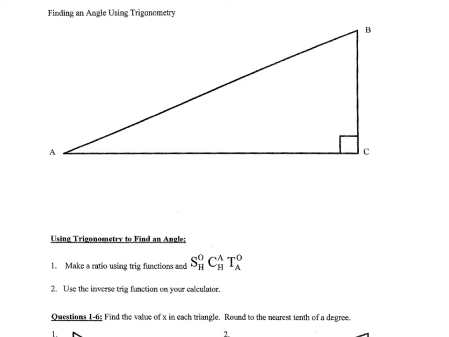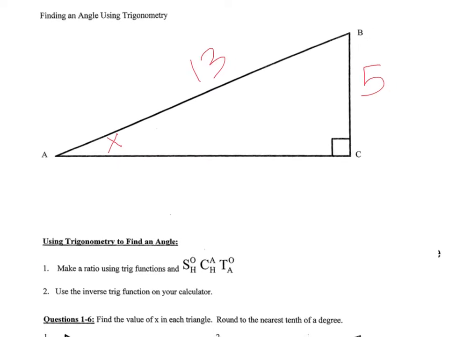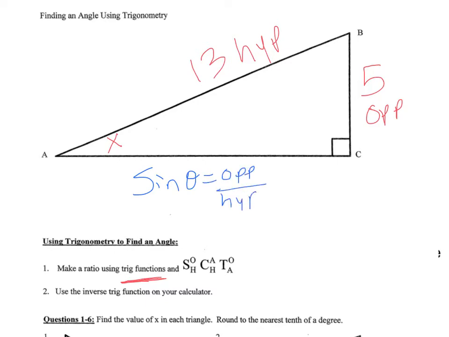So we're going to start with this first triangle, and what I'd like you to do is label these sides, starting with 5 and 13. We'll call that 5 and 13, and we're looking for this particular angle x. We're going to follow the directions, which say to make a ratio using the trig functions. This is my opposite, and this is my hypotenuse. The trig function that deals with opposite and hypotenuse would definitely be sine. So we write sine of theta equals opposite over hypotenuse, and then sine of theta, or x, equals 5 over 13.